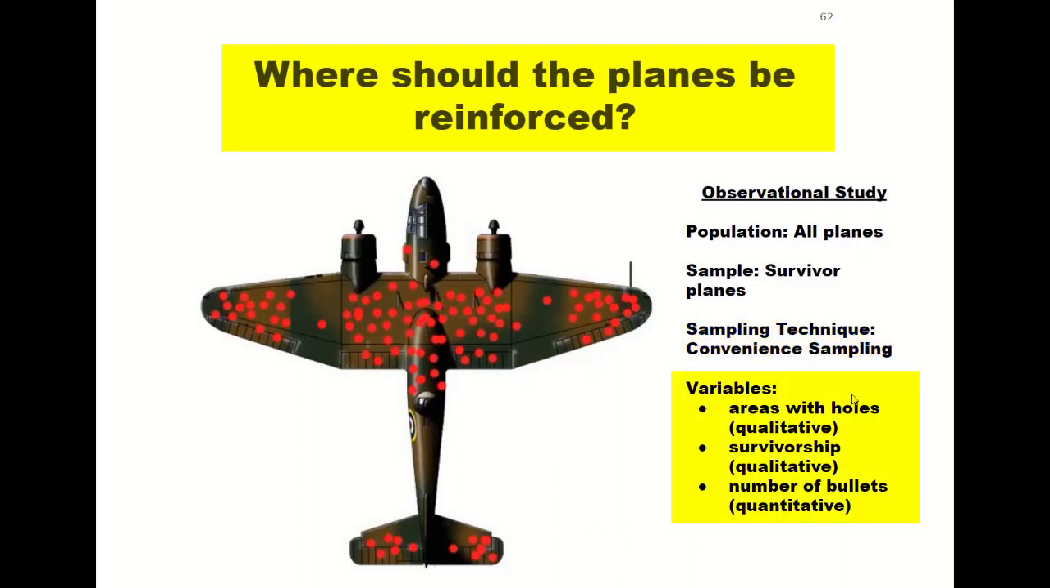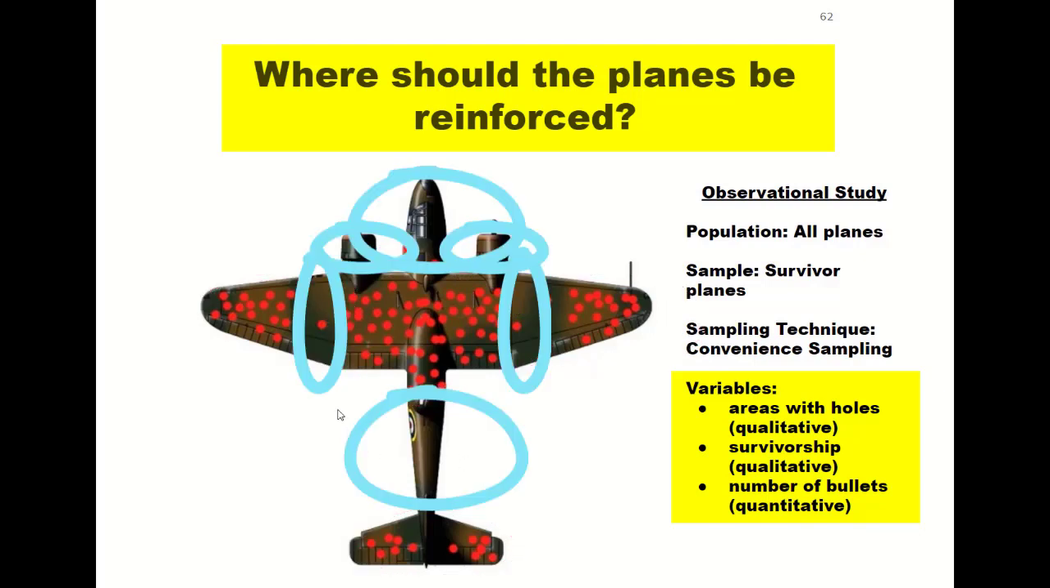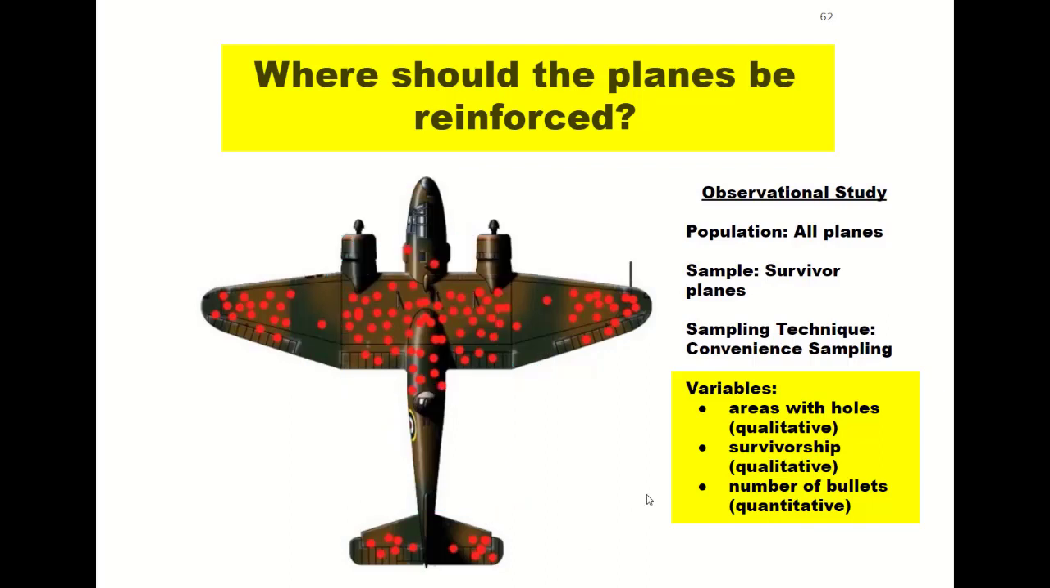The variables that might have been included in this type of study were the areas where the holes were. And those are all qualitative, meaning like the tail, the wings, the center area, also the areas that did not have holes. Okay, so these are also qualitative areas because you're naming something. You're talking about a quality of the sample. The survivorship, whether the plane survived or did not survive, again, that's qualitative.